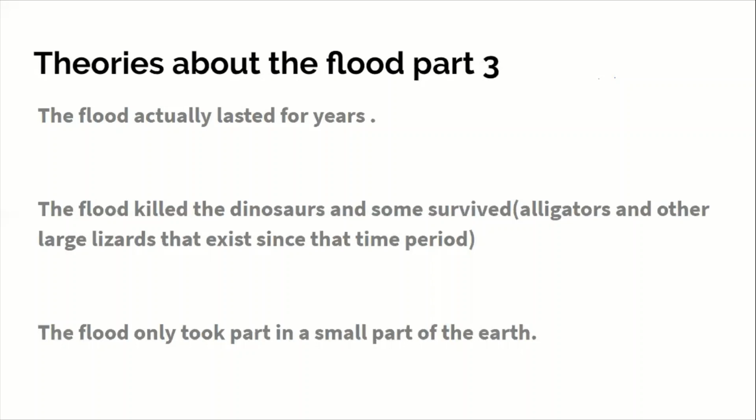And the final theory is that the flood only took place in a small part of the world. Again, I don't personally believe in that theory because there's a lot of evidence that shows that the flood affected the entire planet. But it could make sense if there was a mega continent before the flood, then the flood only reached that mega continent in that small part of the earth, and everything else was water. So that could make sense. But besides that, I don't personally believe in this theory because we know that it affected the entire world.